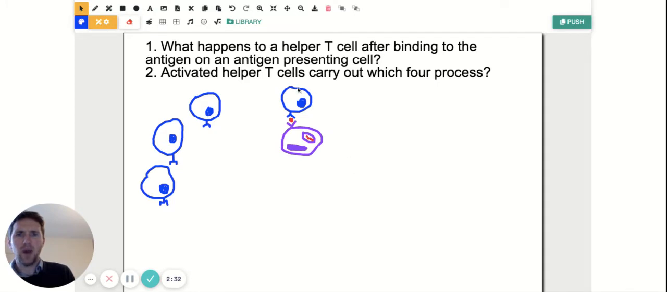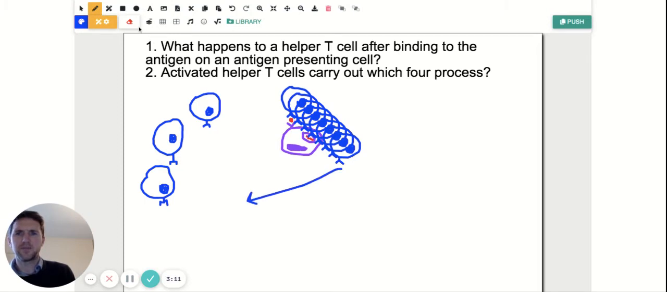That's the activation step. What happens? So to answer question 1, this is what happens. It divides by mitosis, and they divide by mitosis. So you produce more of these helper T cells that have this specific receptor. They're clones. These are activated clones, so they're ready to do several jobs, and they can do one of 4 things.